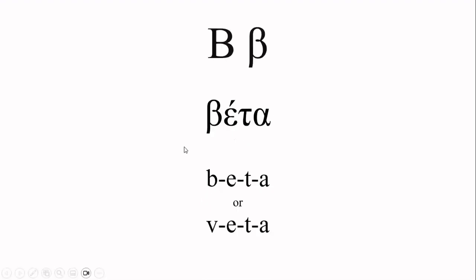The next letter is beta. Again, the stress is the first syllable. Beta. Now, modern day Greeks pronounce this as a V sound. They actually say veta instead of beta. But for ancient Greek, we pronounce it beta.